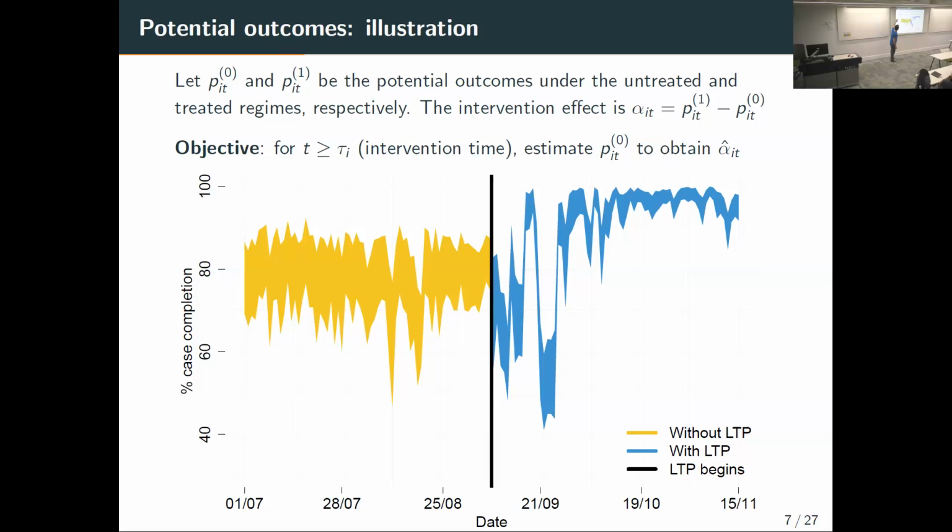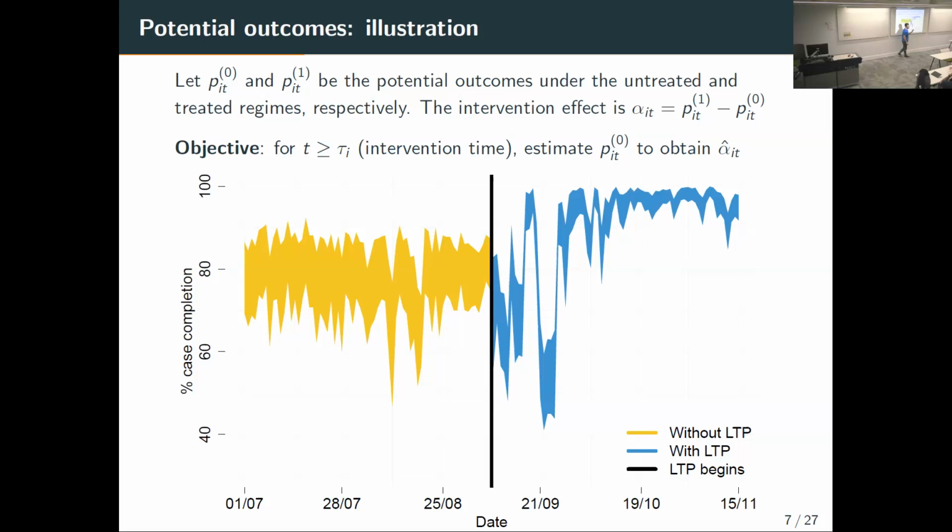Let's take case completion as our motivating example. Here we have the study period, a unit from the real data set, and on the y-axis the percentage of cases completed. This probability, of course, we don't know exactly. We observe binomial data, but there is some uncertainty associated with the true probability. The key observation is that we have data under 2 regimes. The vertical line is where the LTP starts in that region. Before that, we have data under the untreated regime, so the intervention has not yet taken effect.